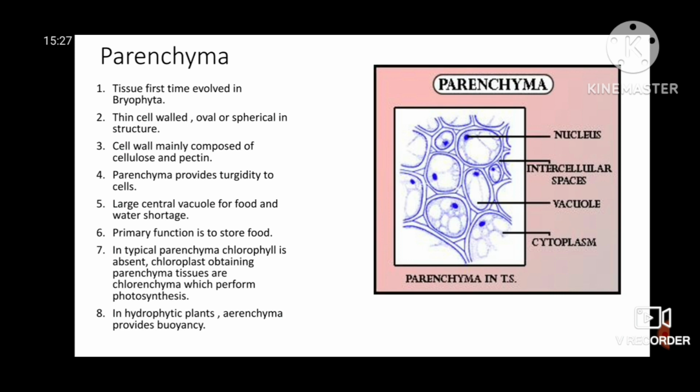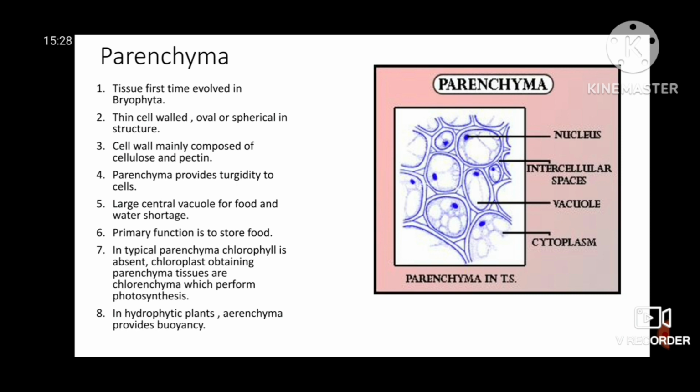Parenchyma tissue first evolved in bryophyta. It has thin cell walls and is oval or spherical in structure. The cell wall is mainly composed of cellulose and pectin. Parenchyma provides turgidity to the cell. It has a large central vacuole for food and water storage. The primary function is to store food. In typical parenchyma, chlorophyll is absent. Chloroplast-containing parenchyma tissues are chlorenchyma, which perform photosynthesis. In hydrophyte plants, parenchyma provides buoyancy.